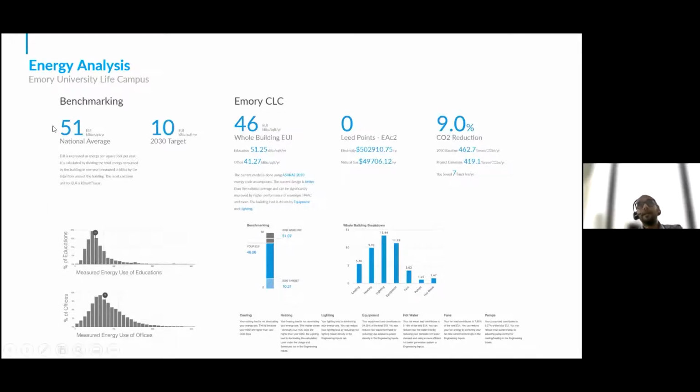So on the energy analysis side of things, the design team was able to benchmark their EUI fairly readily in an automated fashion. They knew exactly what the 2030 target is that they're trying to achieve. In this case, the whole building's EUI was 46 kBTUs per square foot per year, which is better than the national average. So they could actually quantify this into what percentage of operational carbon this accounts for. And then you can also see how many LEED points this would give them.